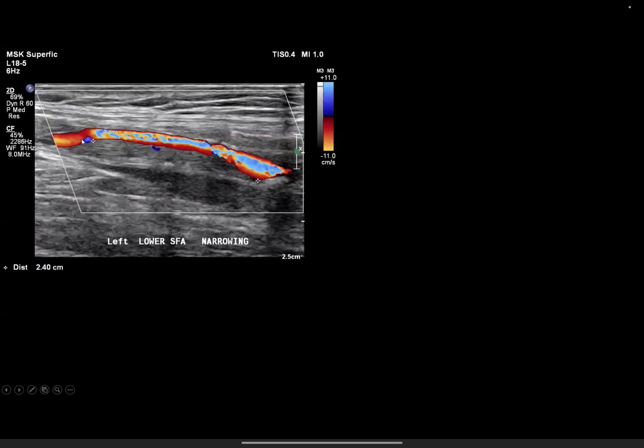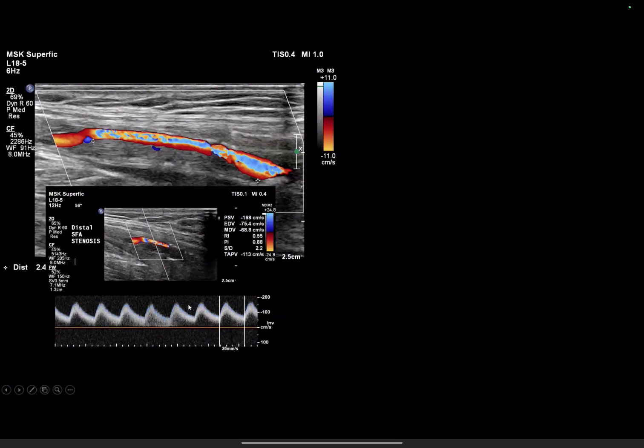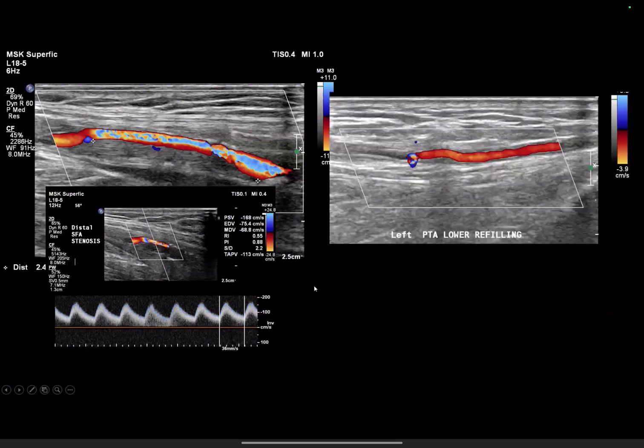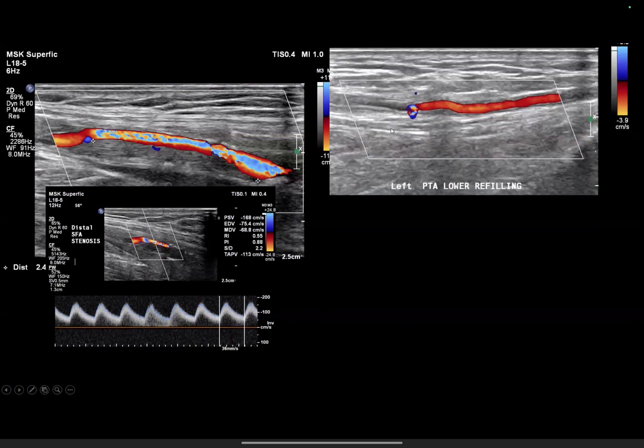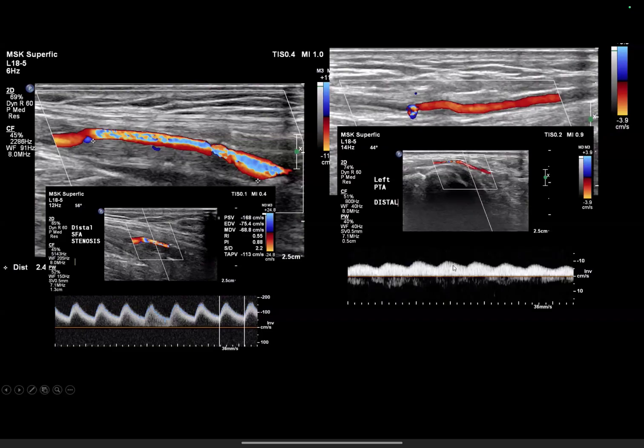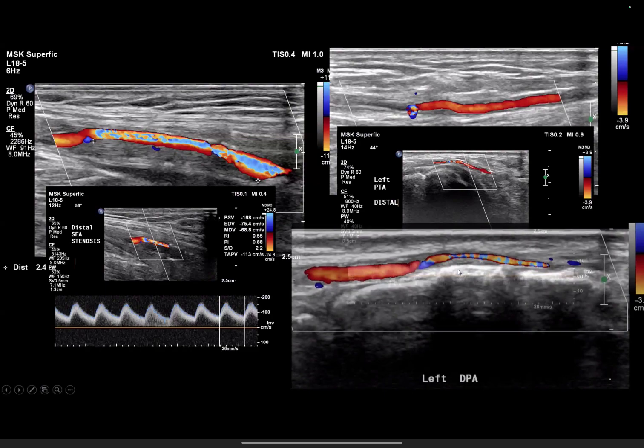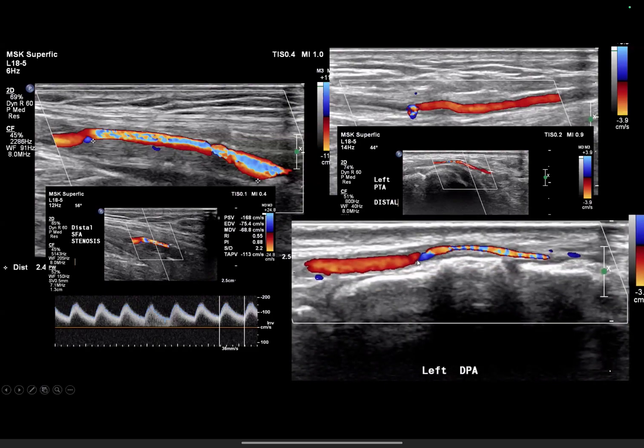The same patient again shows narrowing of the superficial femoral artery in the adductor canal with a high-grade stenosis. The stenotic flow velocities are high, and the same patient has an upper posterior tibial artery occlusion with refilling via collaterals and dampened flow distally. Even the dorsalis pedis artery was showing narrowing in the distal arm. So there was multi-level disease in this patient.